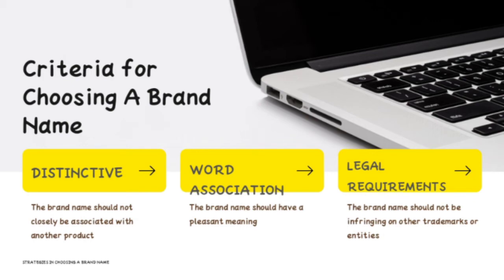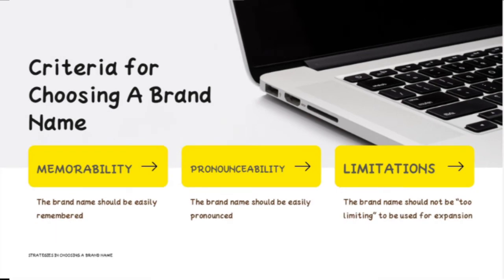Criteria for choosing a brand name. Distinctive. The brand name should not closely be associated with other products. Word association. The brand name should have a present meaning. Legal requirements. The brand name should not be infringing on another trademark or entries. Memorability. The brand name should be easily remembered. Pronounceability. The brand name should be easily pronounced. Limitation. The brand name should not be too limiting to be used for expansion.